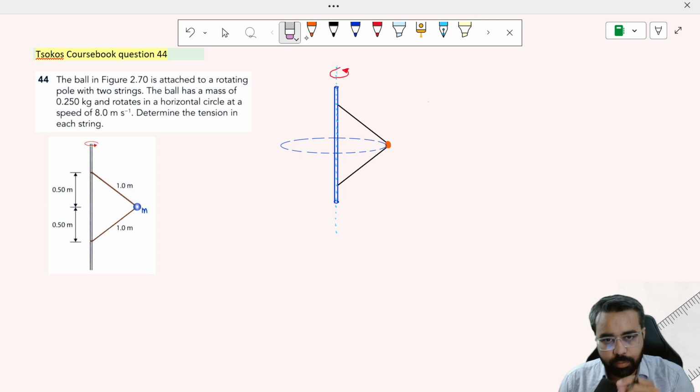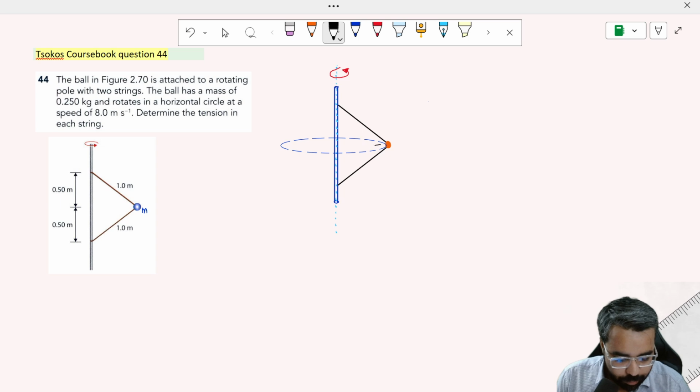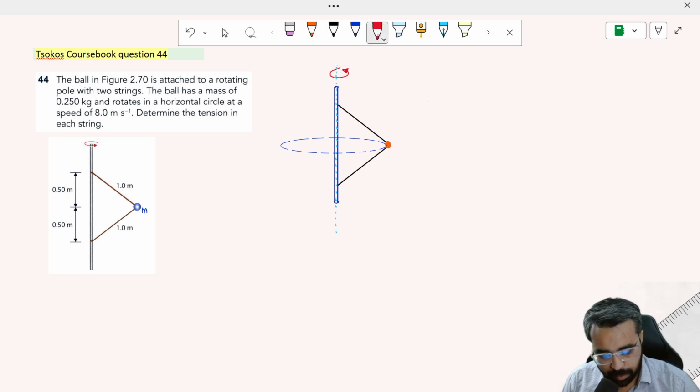Now, which force is playing the role of centripetal force, which force is pulling this object continuously towards the center? We have to figure it out with the help of a free body diagram. Right now you can see there must be three forces exerted.